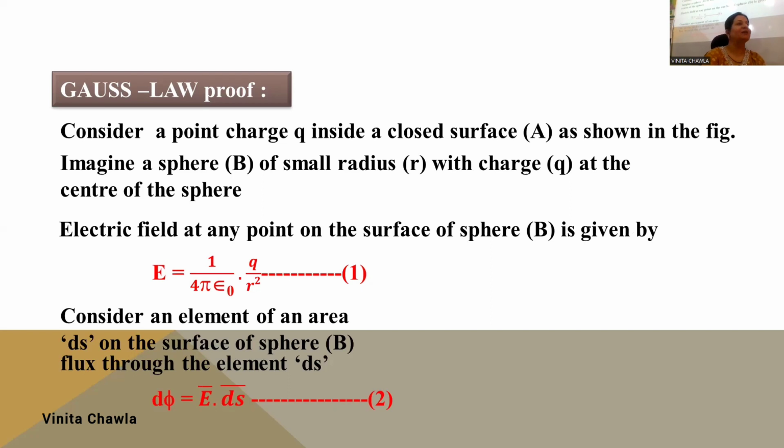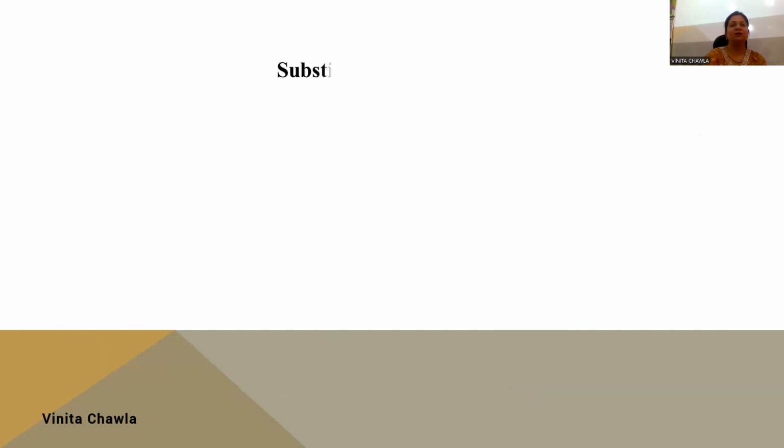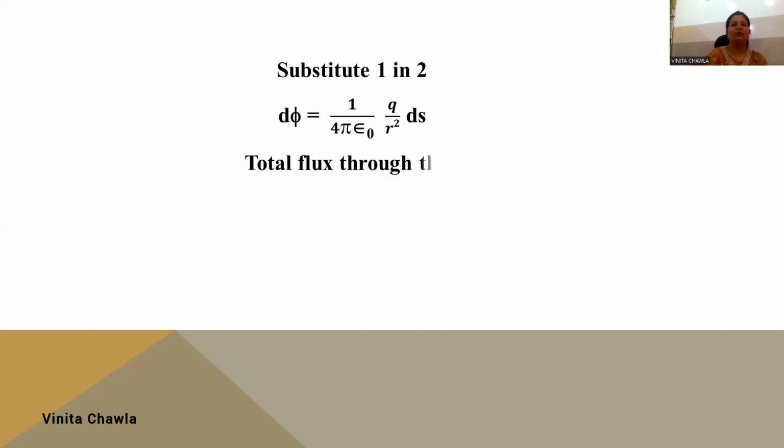Okay, so d phi is vector E dot ds. Then we put the value of vector E, right? It is kq by r square. Put the value of vector E here, you'll get d phi as this. Now we will integrate it to get the total flux.